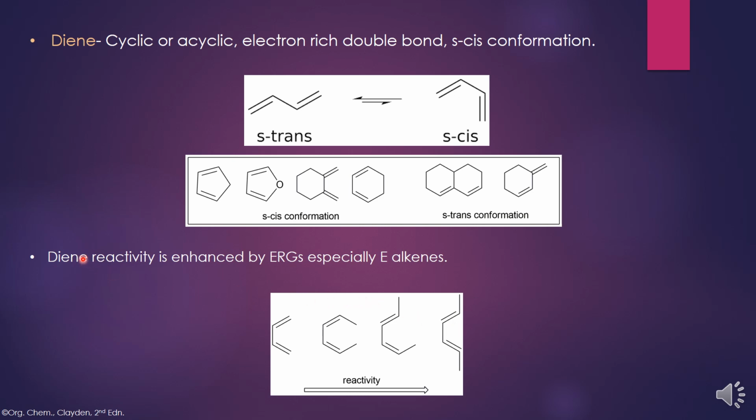So here, for the diene, we can conclude that to be a part of the Diels-Alder reaction, it can be acyclic or cyclic. It should possess an electron-rich double bond, and it should have a cis conformation for proper orbital overlapping with the dienophile's pi bond. And also, to increase the diene reactivity, we should substitute the diene with some electron-releasing group, especially E alkenes.